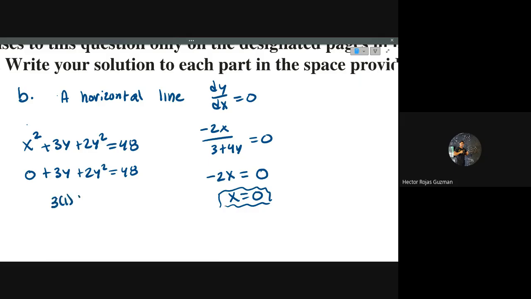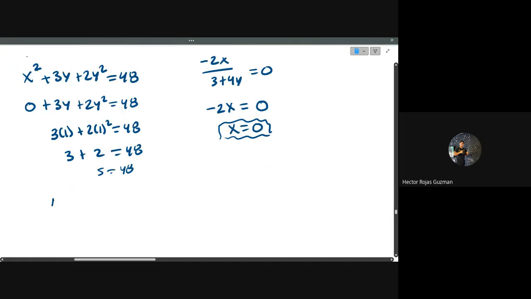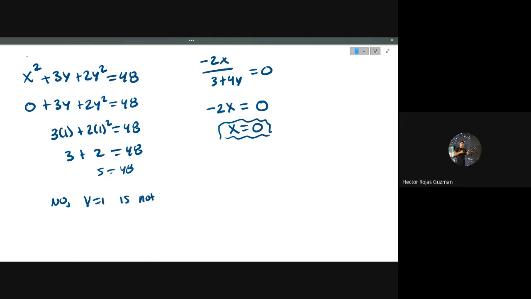3 times 1 plus 2 times 1 squared should equal 48. And that's going to be 3 plus 2 is equal to 48. 5 equals 48. And because this is not true, then we can say no. y equals 1 is not tangent to the curve.